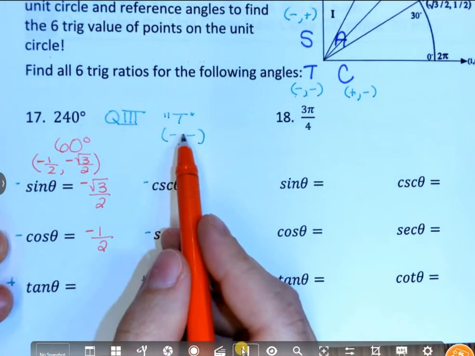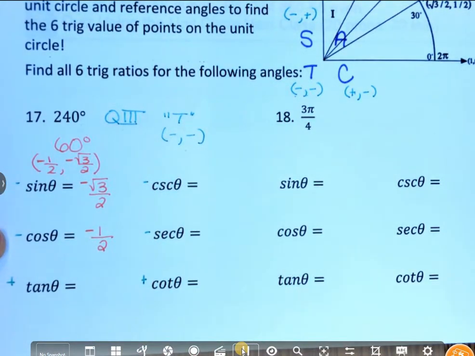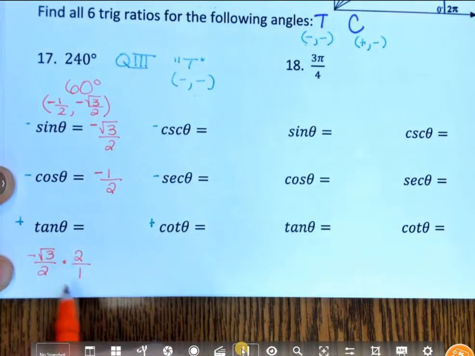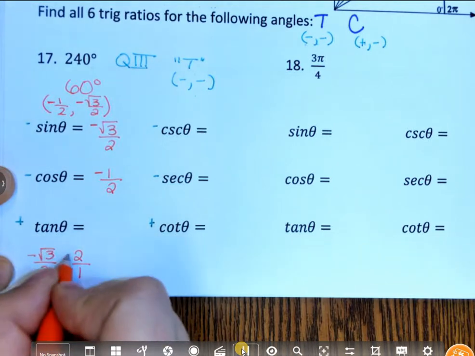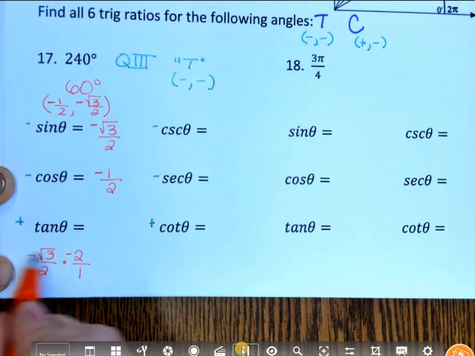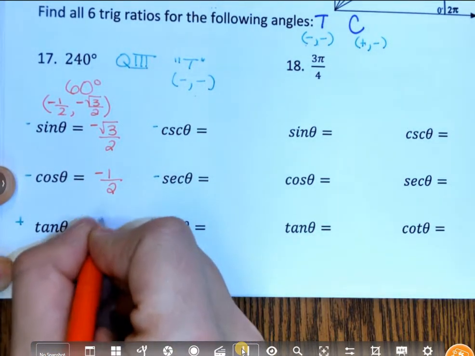Those are going to be negative because this is in the third quadrant, or because you're in the t. Only the tangent's going to be positive. Tangent's the one that's a little bit ickier. Tangent, I'm going to put what over what? Y over x. So negative √3/2, and instead of putting it over, I'm going to times by the reciprocal. What is that going to give me? I'm sorry, that was supposed to be negative. It's going to be positive √3.